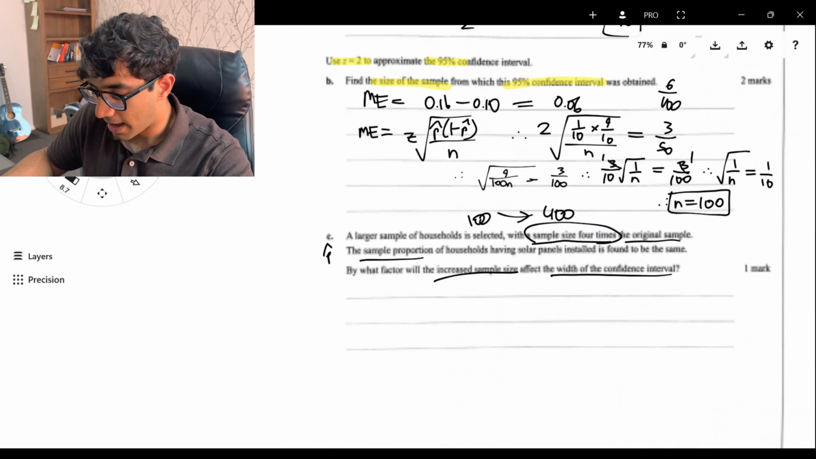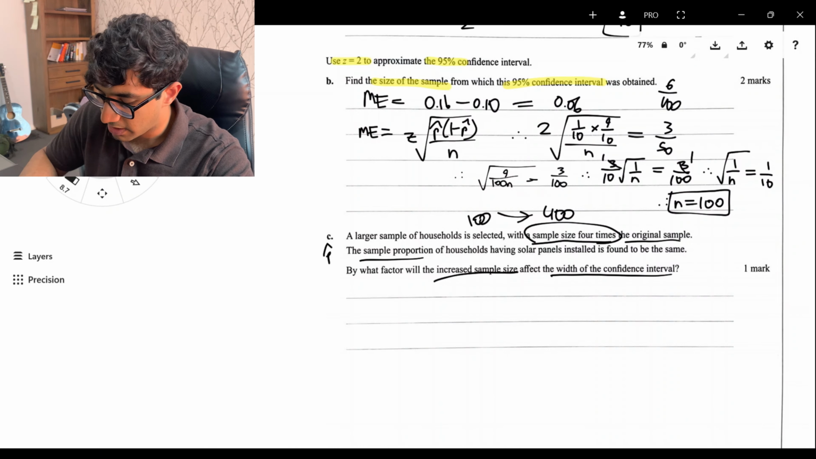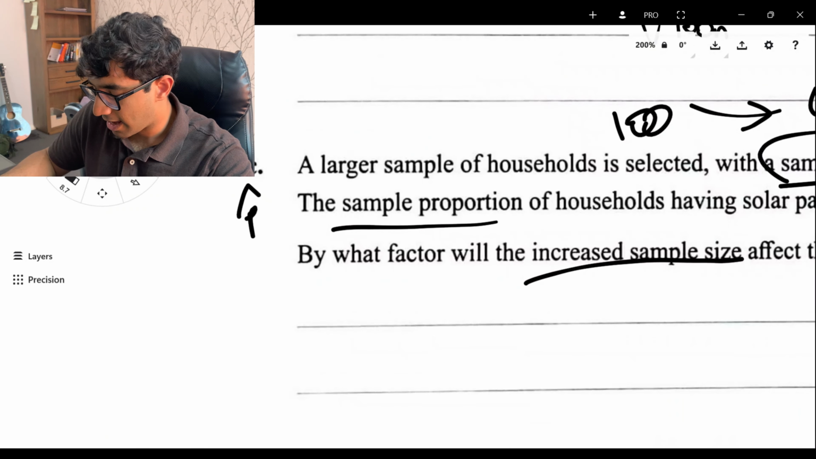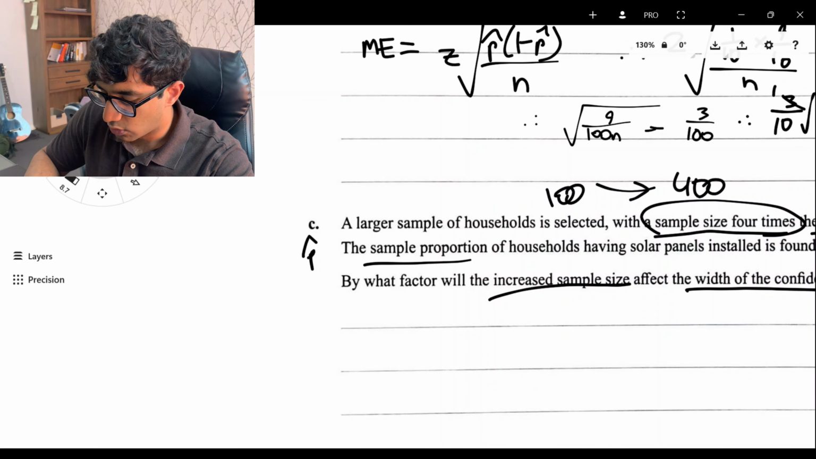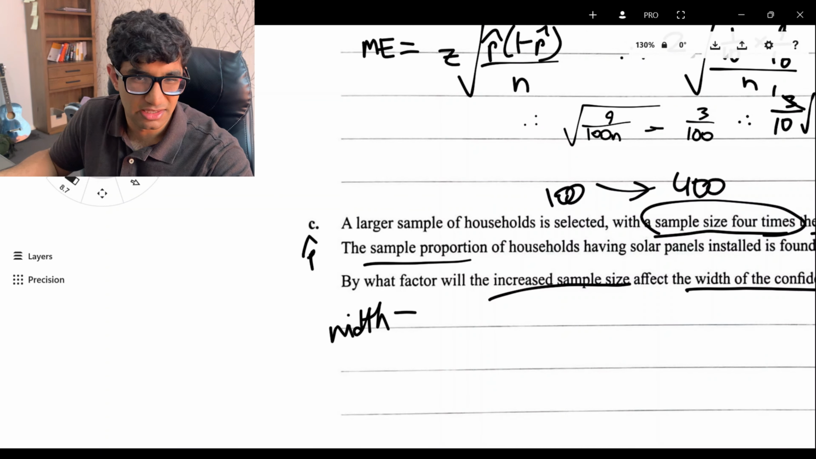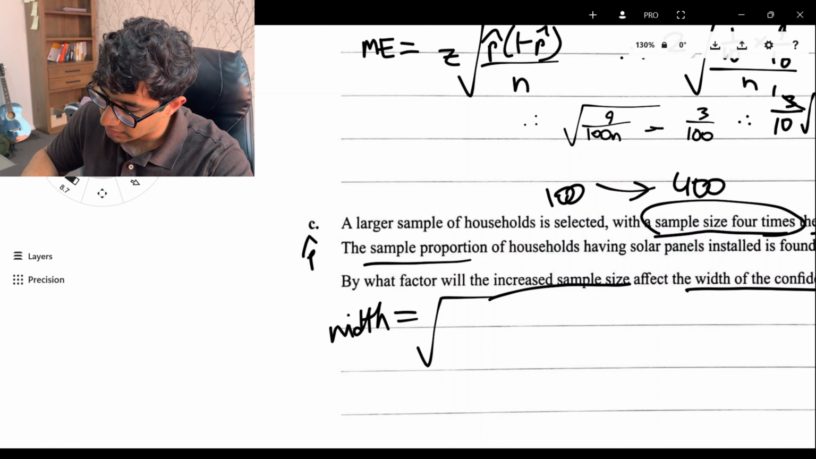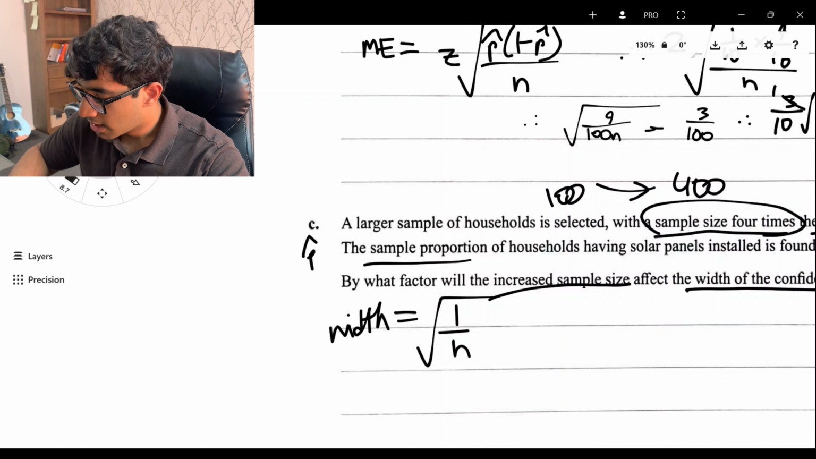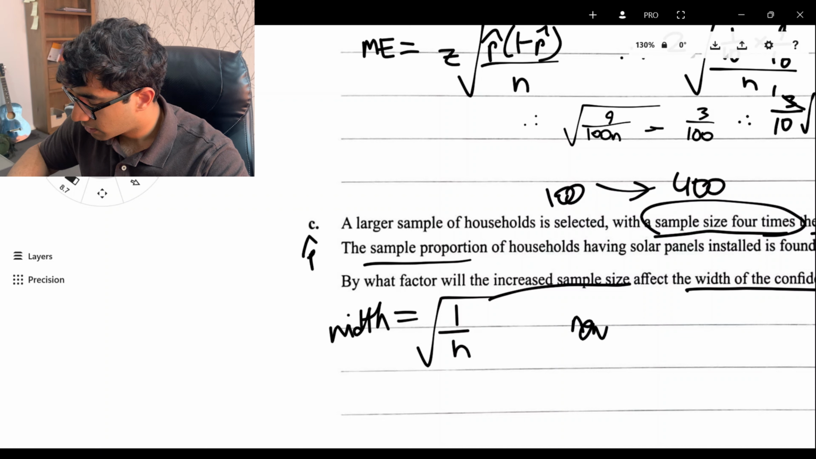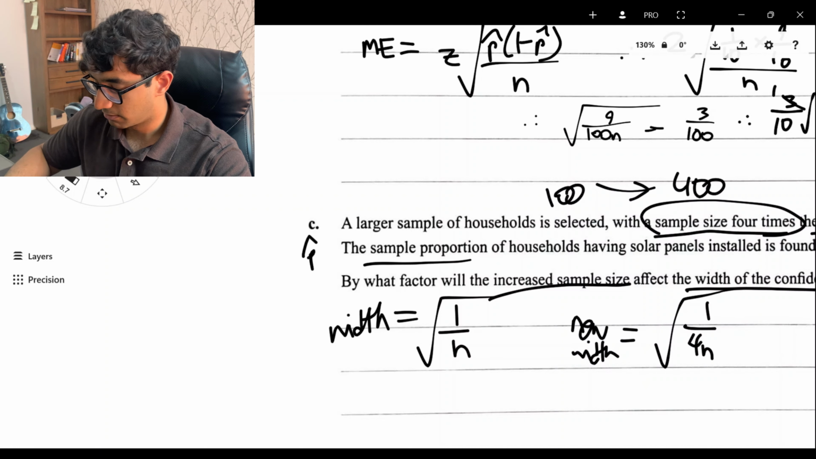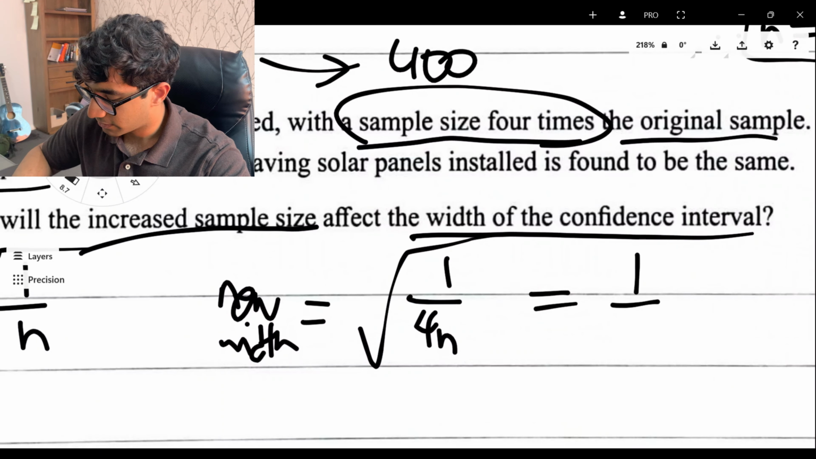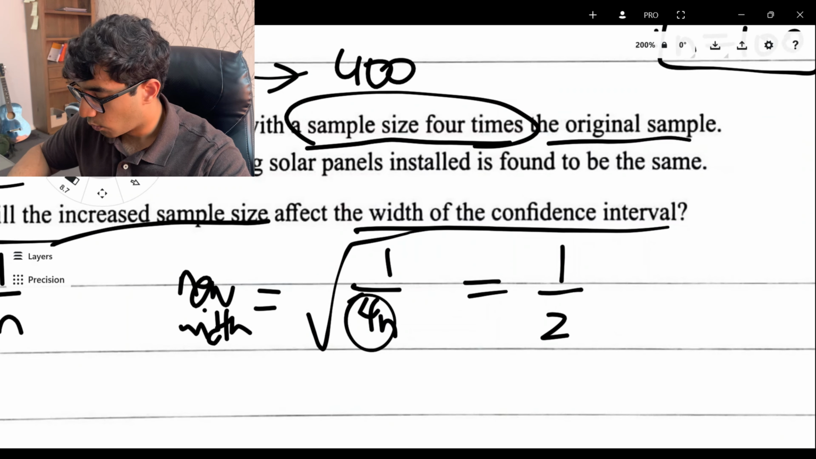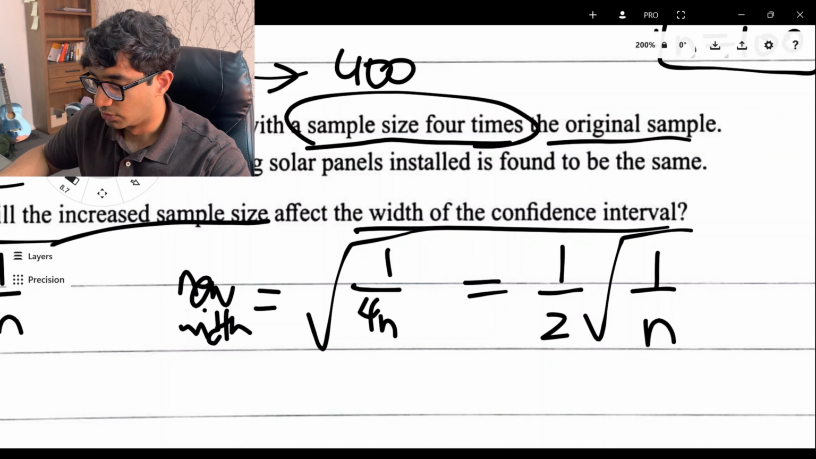Now you can do this mathematically, or you can just think about it conceptually, right? Imagine I have my original confidence interval, and let's just say the width, I'm just making some random stuff up here, but let's imagine it's root of 1 over n, okay? My new width is going to be root of 1 over 4n, okay? Because I've quadrupled my sample size, which is going to equal 1/2, because I'm taking the 4 out now. 1/2 of root of 1 over n.